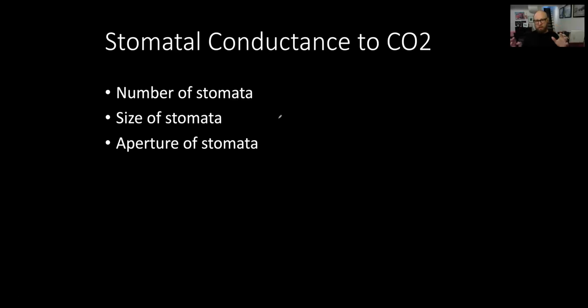And so what affects how fast CO2 is moving through the stomates is how many stomata there are, how big those stomata are, and then how big each individual stomata is, or how wide open it is at a particular time. So I think you can imagine that if you've got lots of really big stomates, that can create a lot of openings in the leaf surface for CO2 to diffuse through. Whereas if you've got just a few small stomates, there's not a lot of openings for CO2 to get through. So that's going to impact how fast it gets into the leaf.